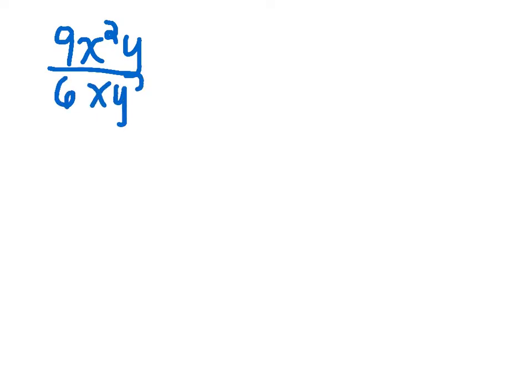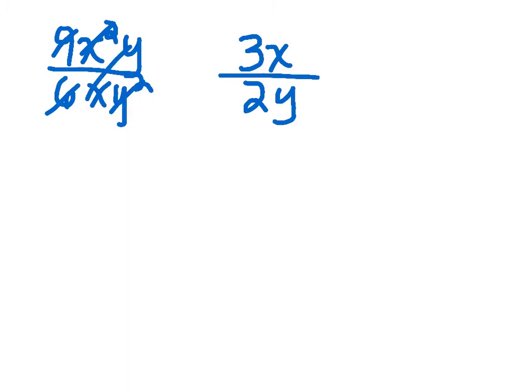The final way, and the way that we're going to be using this most frequently, is to show a fraction. 9x squared y over 6xy squared. And just like we were doing in the last chapter, and by the way, this whole chapter is about applying fractions, so this is 3x over 2y, because there's an x left up here and a y left down there. That's all very simple.